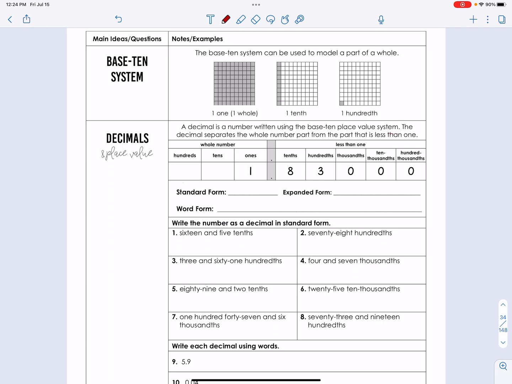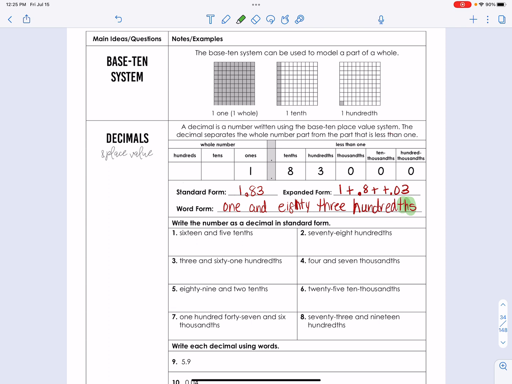So if I wrote this in standard form, I would just write 1.83. If I write it in expanded form, I would say 1 plus 0.8 plus 0.03. That's what expanded form does, so you're expanding each piece out. Word form would be 1 and 83/100ths. So when it's a decimal, you're going to put this hundredths on it. And again, I think that this is review from the grade school. So I probably am not going to make you do a zillion of these.